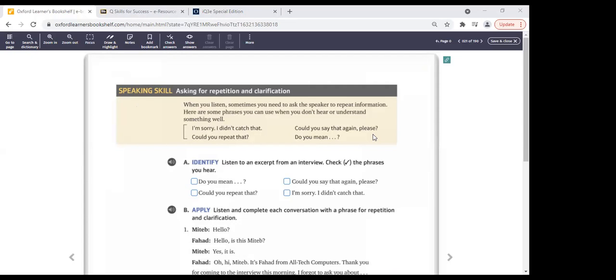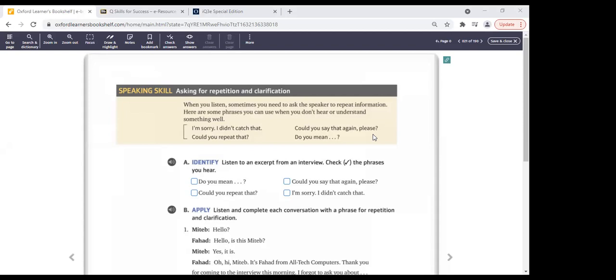When you listen, sometimes you need to ask the speaker to repeat information. Here are some phrases you can use when you do not hear or understand some things well.